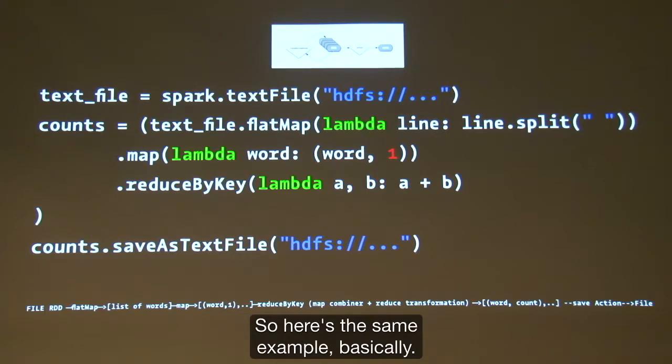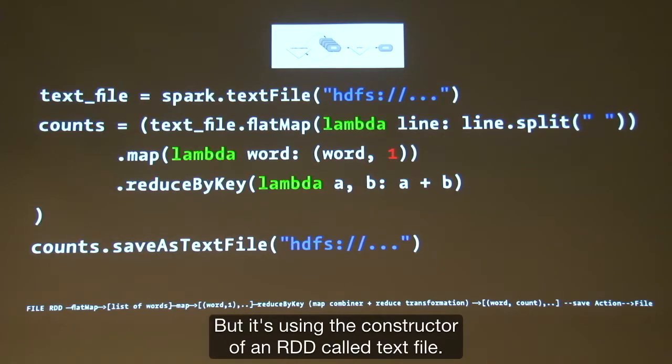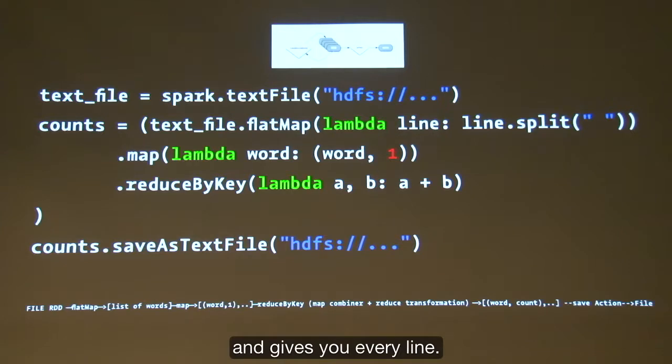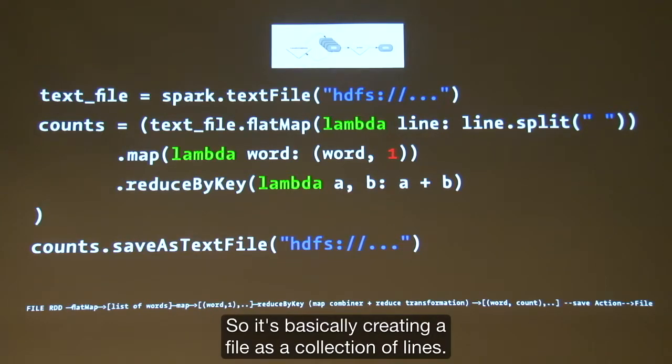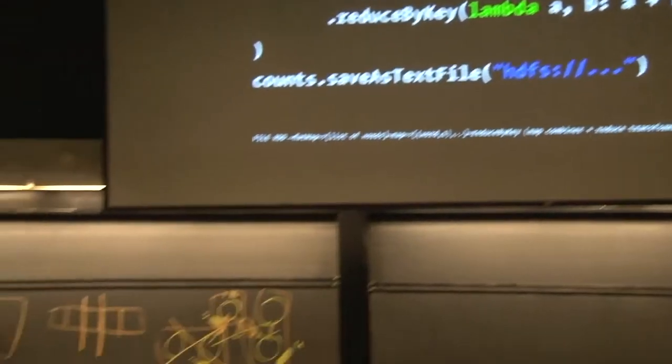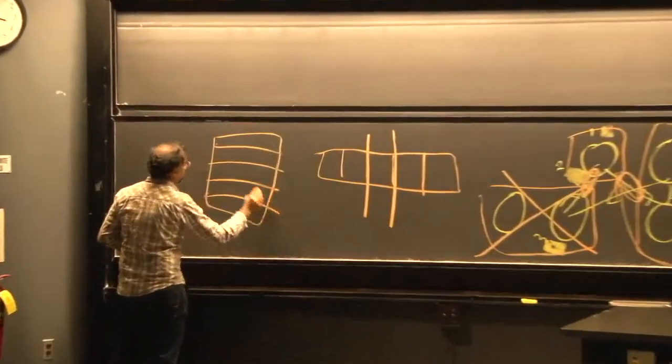So here's the same example, basically, but it's using the constructor of an RDD called textFile. What textFile does is it basically goes through a file and gives you each line. So it's basically treating a file as a collection of lines. So instead of this list, you now have this list. It's going to give you each line.